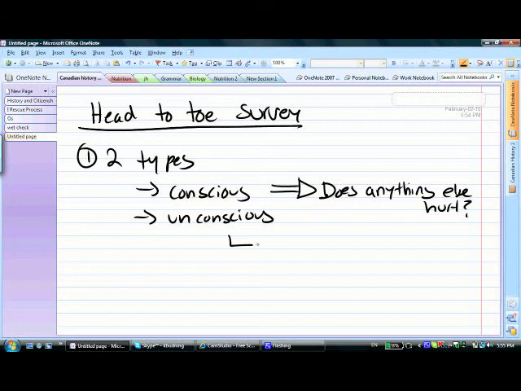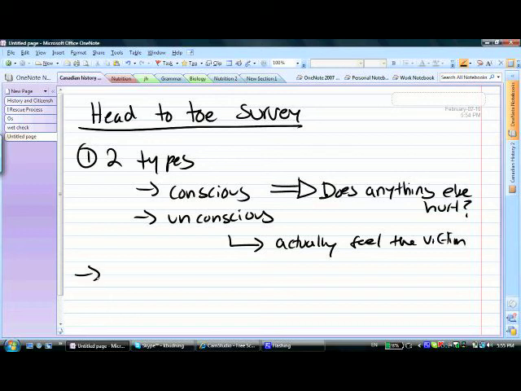Now, then you have unconscious. Unconscious is when you actually feel the victim. Alright. Regardless of the situation, if they're unconscious or conscious, you should always just take a look. If you see a bone popping out of someone's leg, you're going to know that there's something obviously wrong going on there. So this is basically what you're going to be doing, a head-to-toe survey, to see if there's any abnormalities.